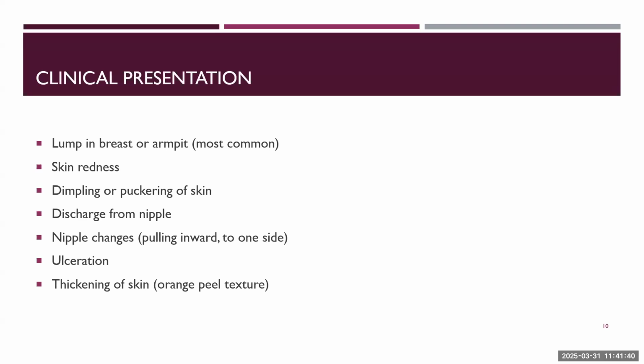So how do these patients present? They can present in a multitude of ways, but the most common is either finding a lump in their breast or a lump in their armpit. They can also present with skin redness around the area, dimpling or puckering of the skin. If they have any discharge from their nipple, or nipple changes, so if it's pulling inward or pulling to one side. If they have any sort of ulceration or thickening of the skin, which you can kind of think of as an orange peel texture. But most commonly, patients might find a lump in their breast or in their armpit, or sometimes they're presenting with no symptoms at all, and it's just found on the annual mammogram.